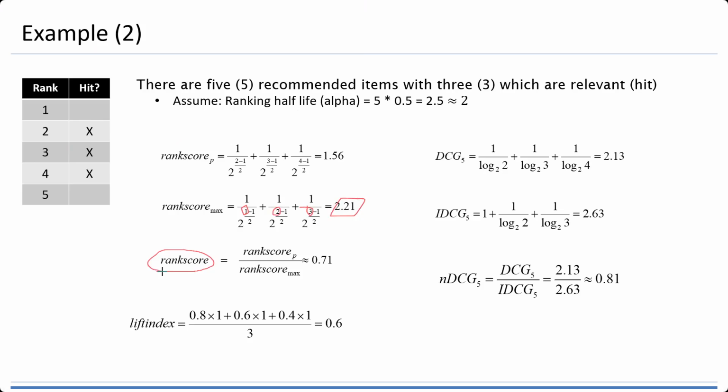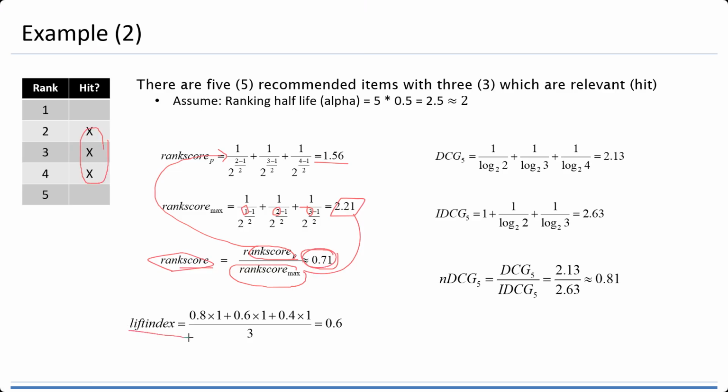The rank score, it means the normalized value. We have the rank score P, which is this one, 1.56 divided by the rank score maximum, which is 2.21. And the rank score is approximately 0.71. So in this case, the rank score is close to 1. It's quite good. Okay. It's higher than 0.7. It's close to 1. So the recommendation is quite good.